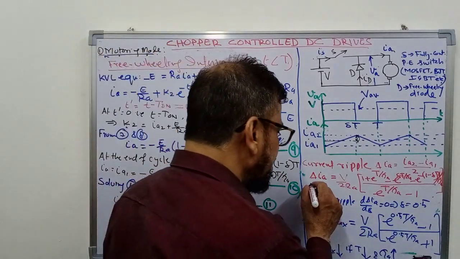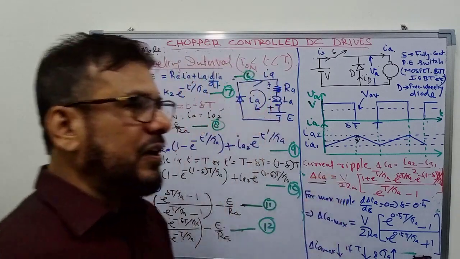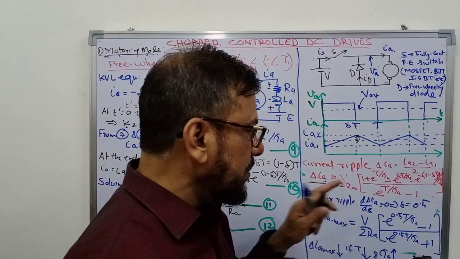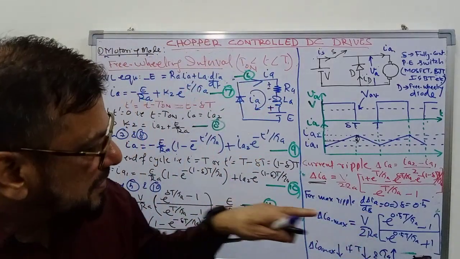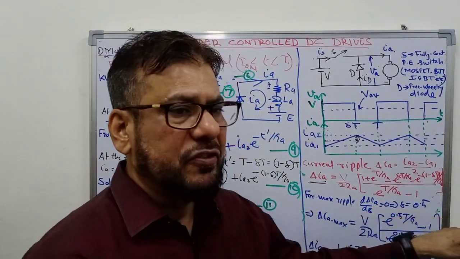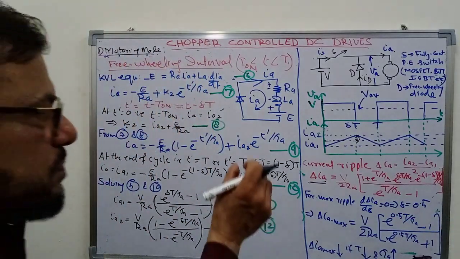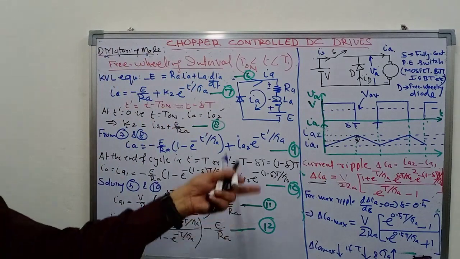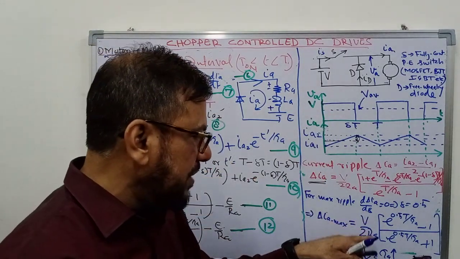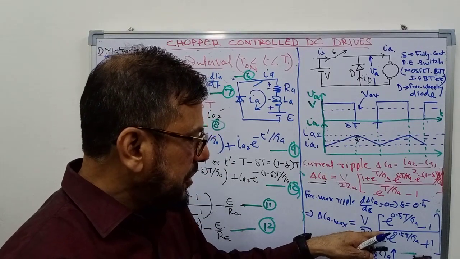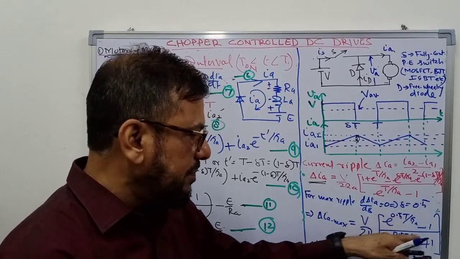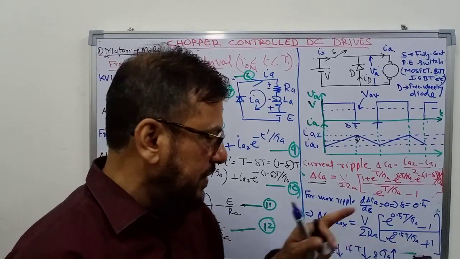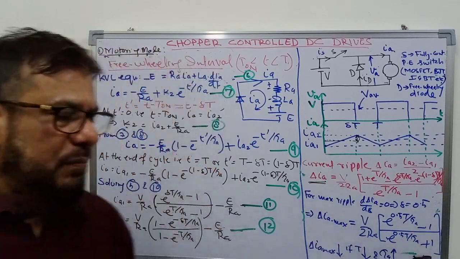Now we have to see what is the maximum value of this current ripple. If you want to find it out, you just differentiate it and equate it to 0. You will find that this will happen when delta equals 0.5. So when duty ratio is 0.5, in that case the current ripples will be maximum. That maximum ripple comes out to be V upon 2Ra, e to the power 0.5 t upon tau A minus 1 upon e to the power 0.5 t upon tau A plus 1. So this is the expression for maximum ripple.